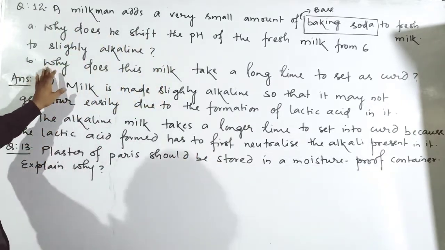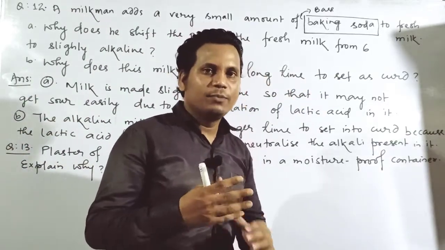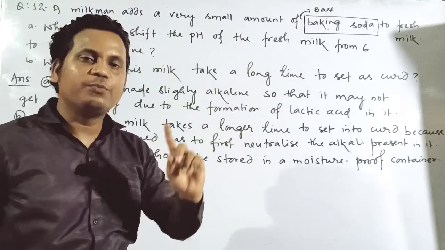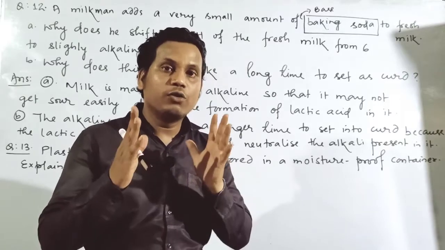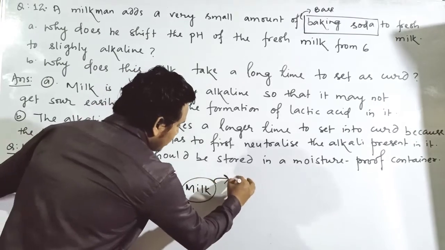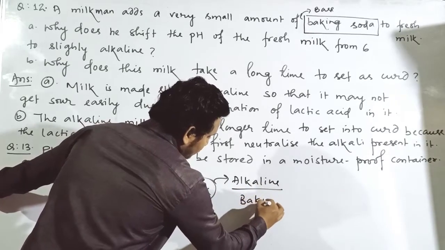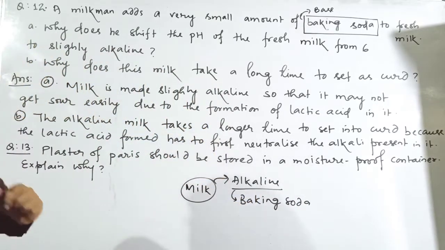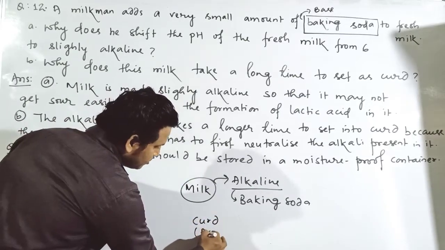Second is, why does this milk take a longer time to set as curd? Because you are adding some base to milk, and we know that if milk has to be converted into curd, lactic acid is produced. So first, suppose milk is there, milk is alkaline due to the addition of baking soda. So if milk is to convert to curd, milk has to become acidic.